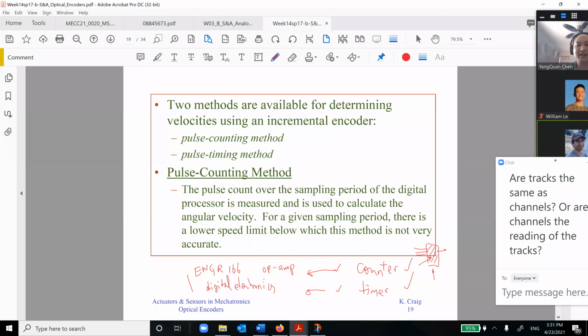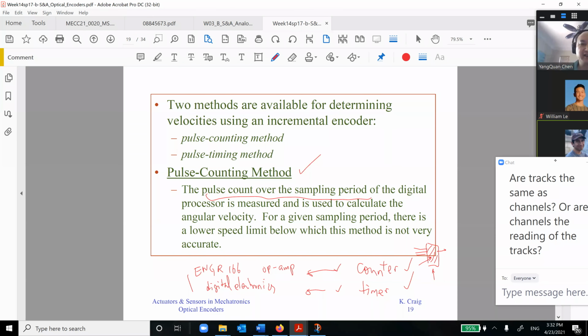Now I know how many pulses correspond to how many degrees. Then I want to understand how fast I'm rotating, the angular speed or angular velocity. One idea is pulse counting. Some people also use pulse timing, where if you have a timer, you can trigger that timer. The pulse count over the sampling period of the digital processor is measured and used to calculate the angular velocity. This is usually called the pulse counting method.